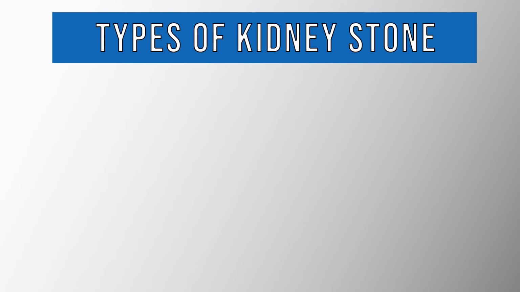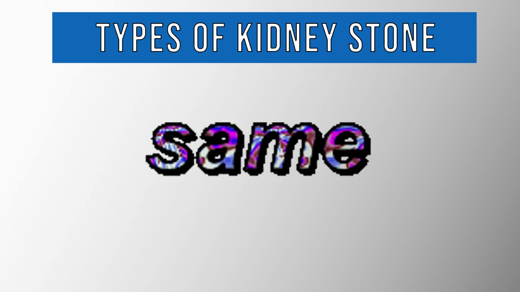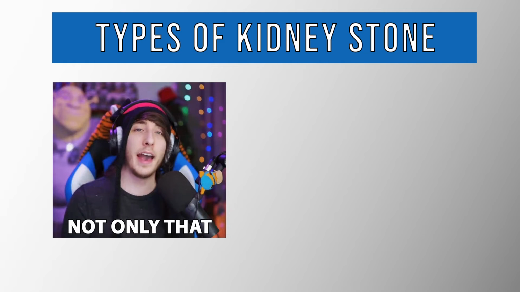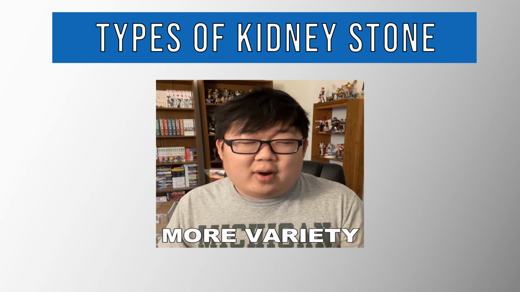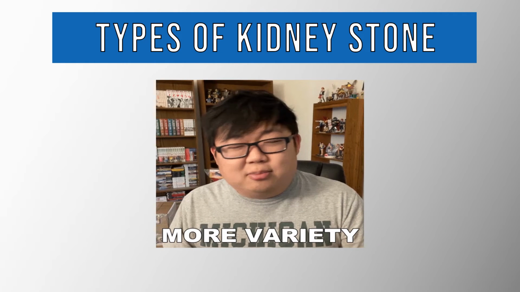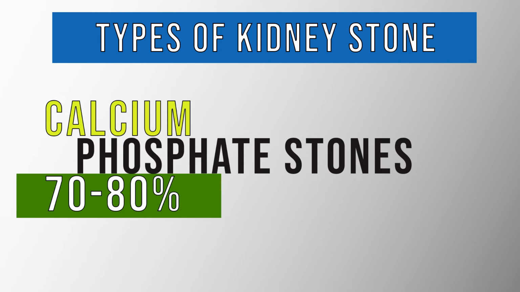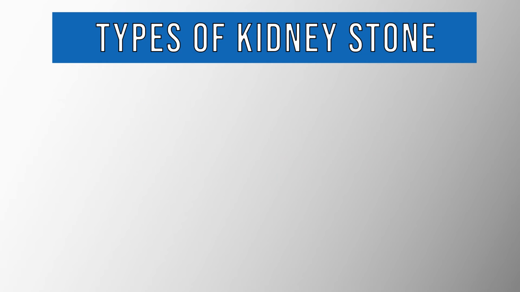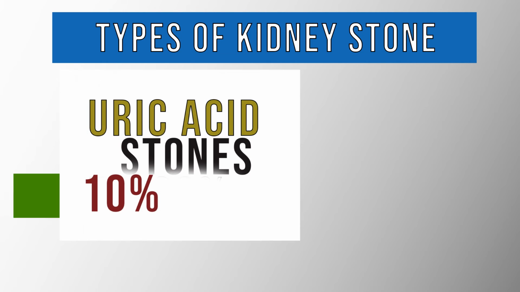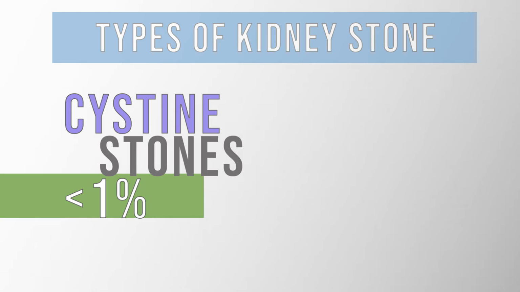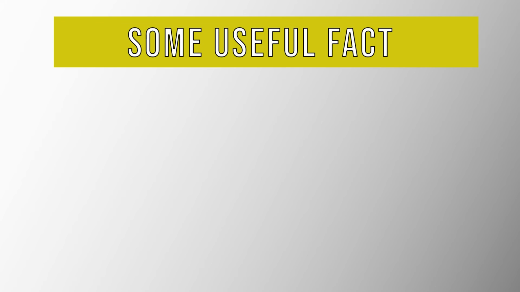Types of kidney stone. Not all kidney stones are the same. 8 out of 10 kidney stones are calcium oxalate stones. But apart from them, there are other types of stones that are usually found, which are calcium phosphate stone, between 70 to 80% frequency, uric acid stone, which is equivalent to 10%, and cystine stone, which is less than 1%, found in people.